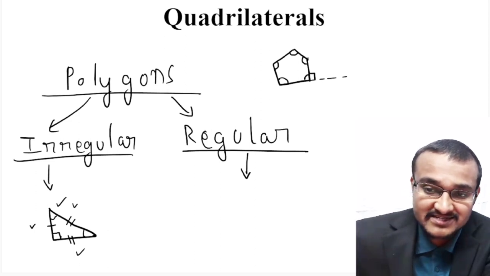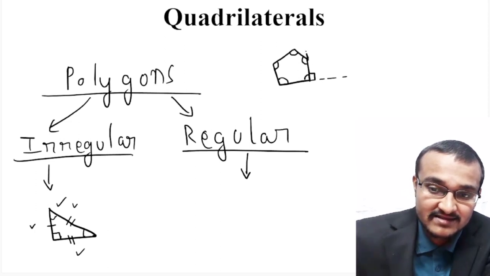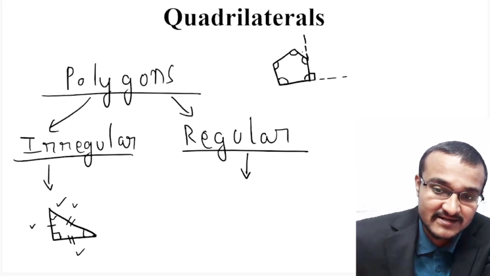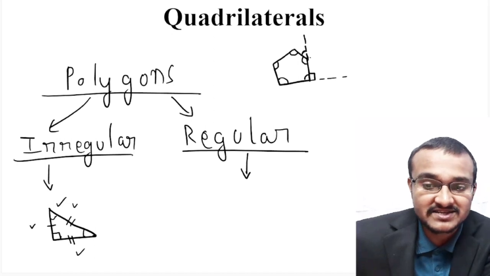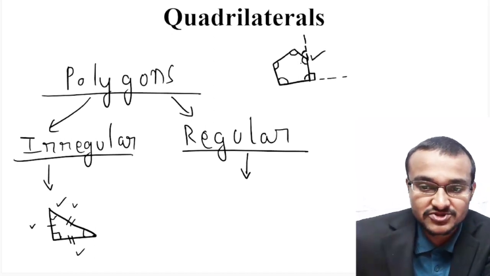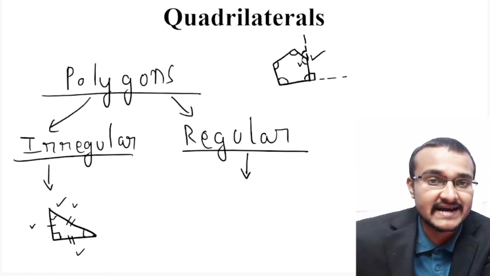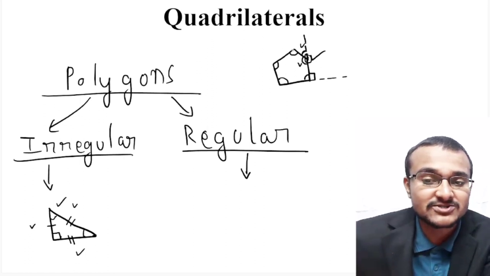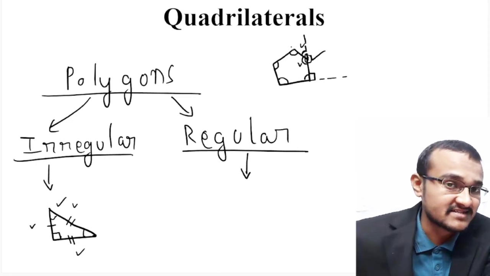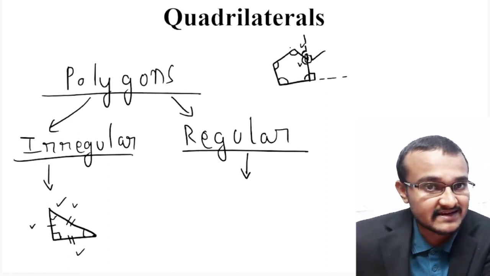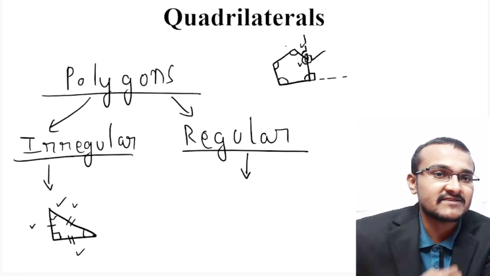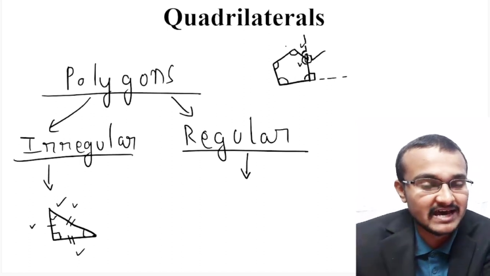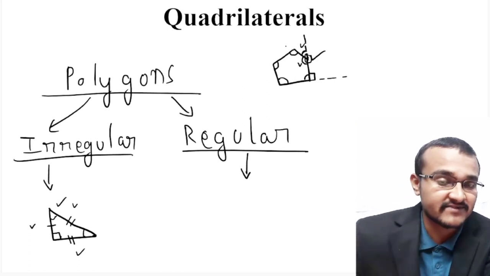Similarly, if you extend this particular line, then the angle created between the extension of this line and its adjacent line segment is the exterior angle for this particular point. So this will become an interior angle and this will become an exterior angle for this point. Like this, you can find 5 exterior angles and 5 interior angles for a pentagon. Similarly, different polygons will have different exterior angles and different interior angles.